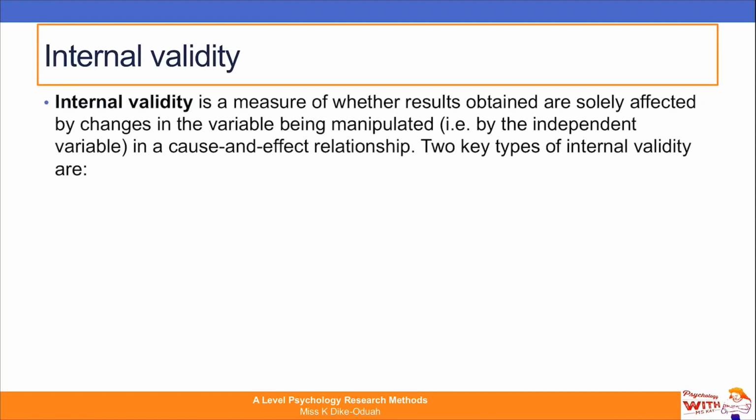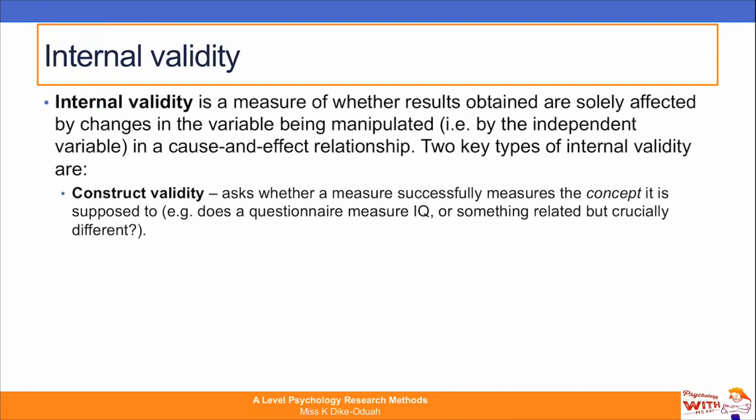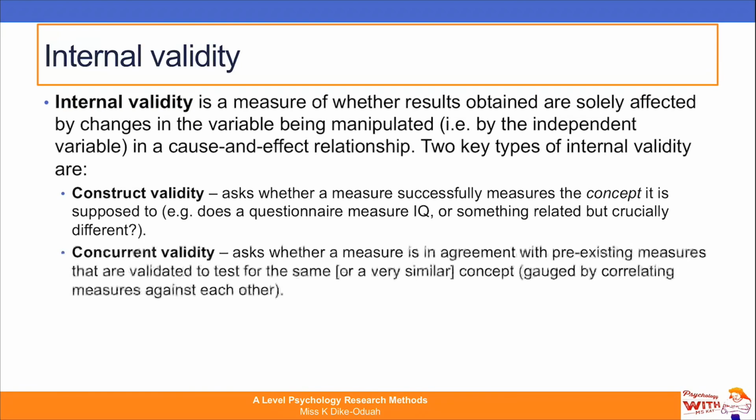Two key types of internal validity are construct validity and concurrent validity. Construct validity is literally assessing whether a measure successfully measures the concept it's supposed to. So for example, if you've got a questionnaire that says that it measures IQ, is it actually measuring IQ or is it measuring something different?